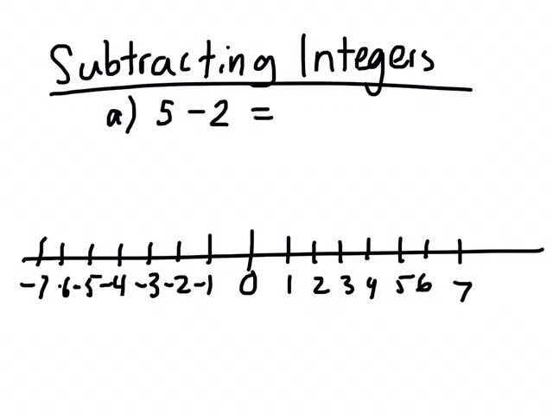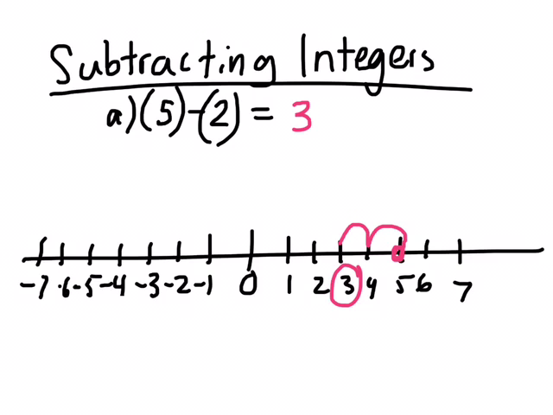Okay, when we're subtracting integers, this one's easy because they're both positive numbers. I have a 5, and I'm taking away 2. Where would we start for this one? 5, and if I'm taking away 2, are we moving to the right or left? We're moving to the left, good. So 5 take away 2 is 3.